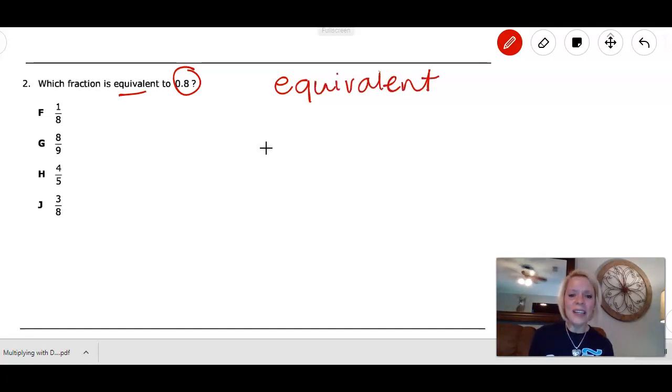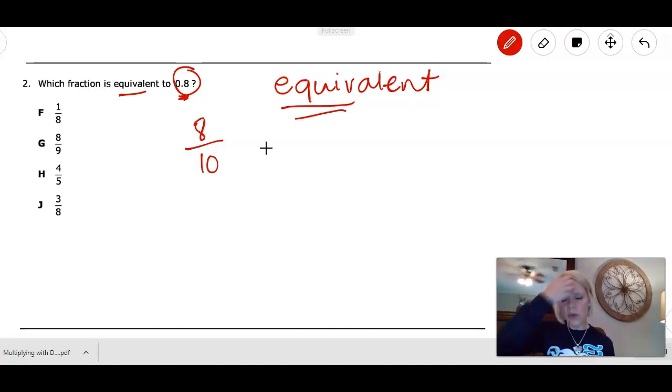Okay, equivalent. It means equal to. So if we write this number, what is it? It's 8/10. If you say that out loud, it sounds like a fraction because it is. A decimal number is another way to represent a fractional part. So 8/10. Let's figure out, just by reasonableness, maybe there are some answer choices that would never ever be possible.